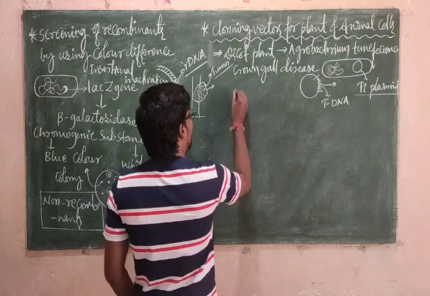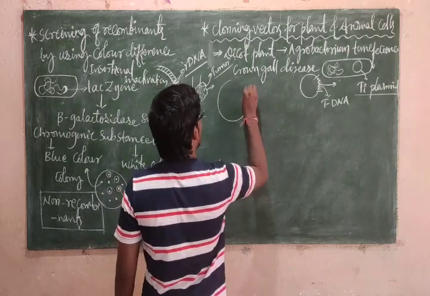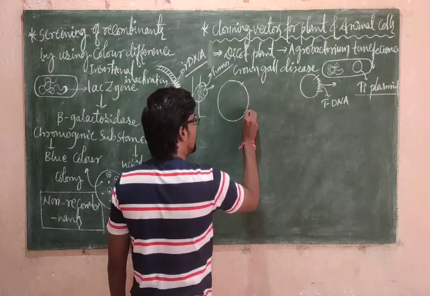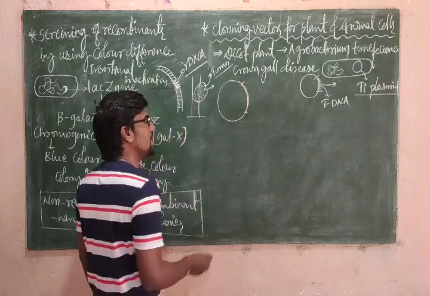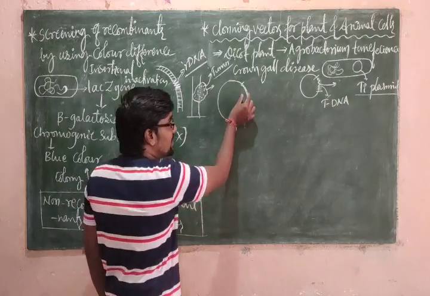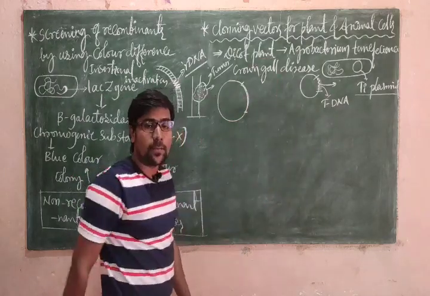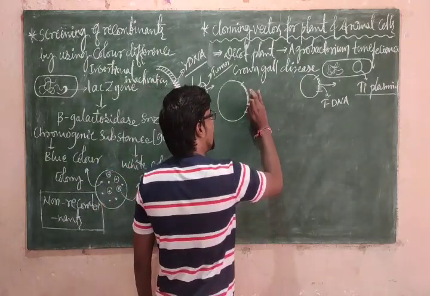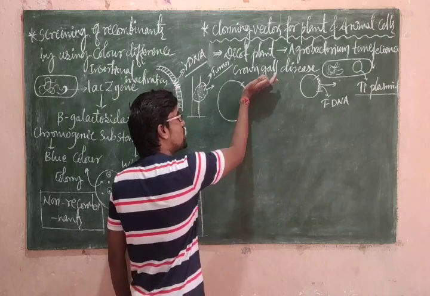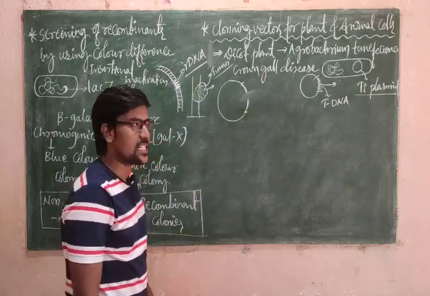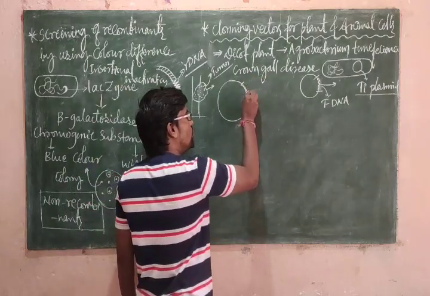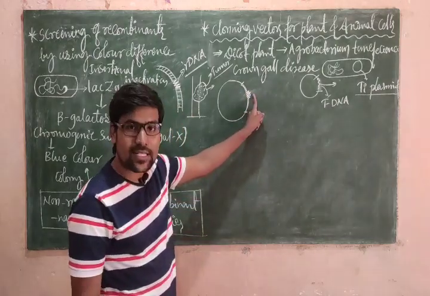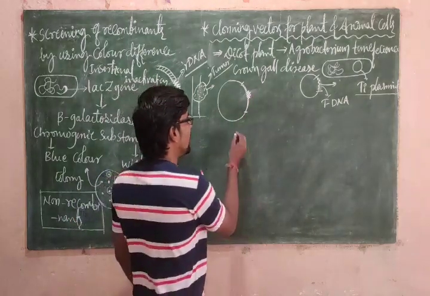Right. Now let me consider the same one. This is which plasmid? Ti plasmid. In the Ti plasmid, this much portion is transfer DNA. That is, this much DNA is transferred to the plant cell, mixing with the plant DNA. Now, I am cutting this transfer DNA, and I am going to add our desired gene. What am I adding here? Our desired gene.